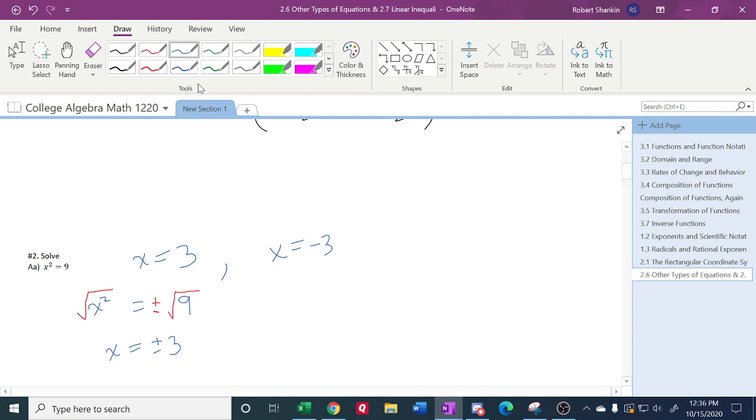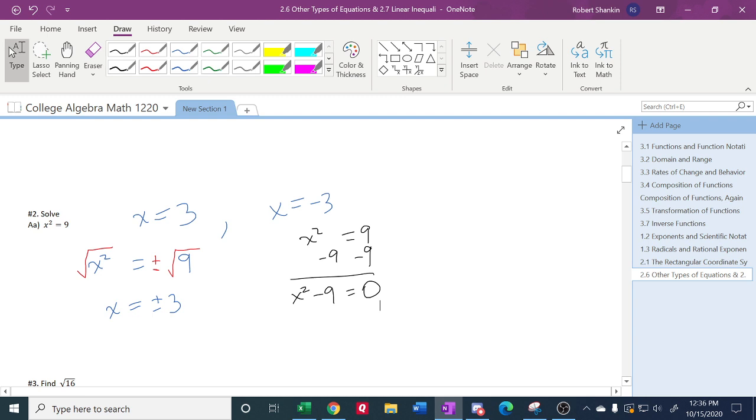The other way to do this problem is realize that it's what's called a quadratic equation. There's two primary ways to solve quadratic equations. And they both start with the same process, getting it equal to 0. And then we either factor this, if it factors, or we use the quadratic formula if it doesn't factor. This one will factor.